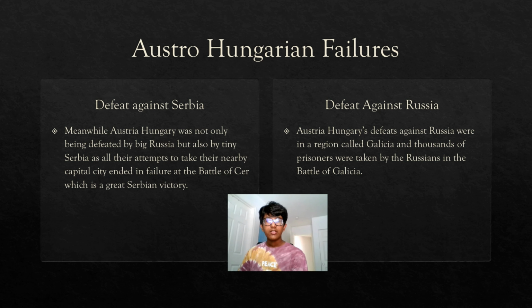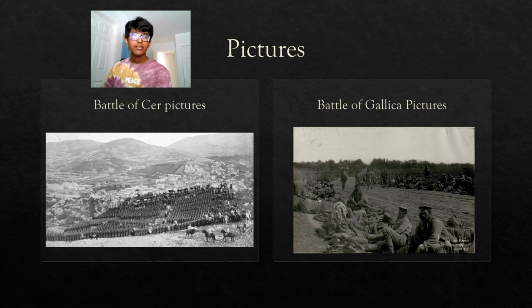Meanwhile, Austria-Hungary was having a lot of difficulties, as they were not only being defeated by big Russia, but also by tiny Serbia, as all their attempts to take their nearby capital city ended in failure at the Battle of Cer, which is a great Serbian victory. Austria-Hungary's defeats against Russia were in a region called Galicia, and thousands of prisoners were taken by the Russians in the Battle of Galicia. So here's a picture of the Serbian army at the Battle of Cer, and then here's some Russian soldiers taking rest at the Battle of Galicia.